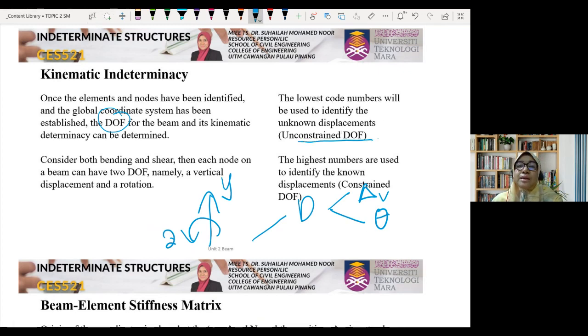It means that we need to label the unconstrained system first, followed by the constrained system. Whenever we get a structure, what we need to do first is sketch two systems: one is the unconstrained system, another one is the constrained system, and we label the degrees of freedom separately between the unconstrained and constrained systems.